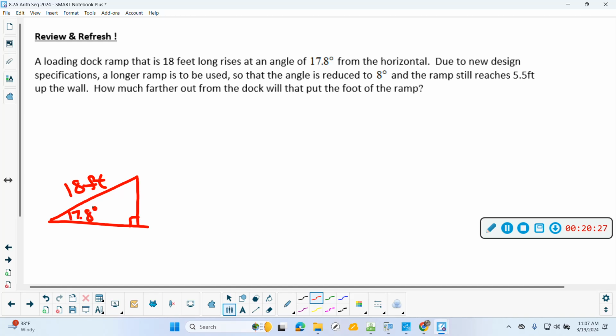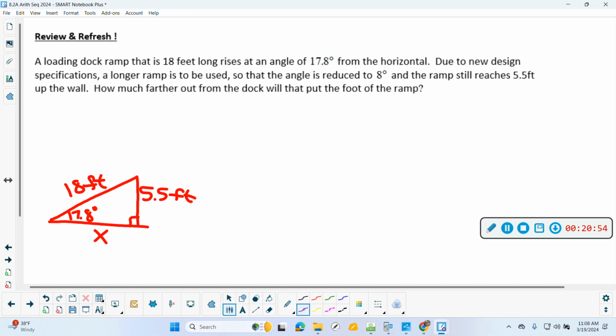Due to a new design, a longer ramp is going to be used, so the angle is reduced to 8 degrees, and the ramp still reaches 5.5 feet up the wall. So which is the wall? The bottom horizontal or the vertical? So let's label this. And I want to figure out how much further from the dock will the foot of the ramp be. So I need to figure out this.